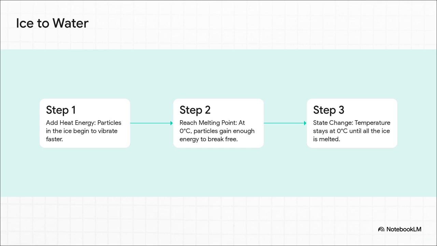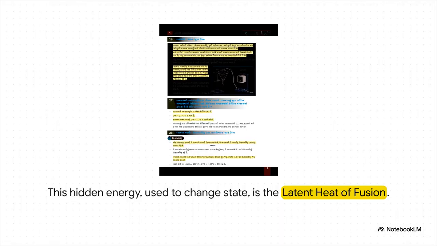So why? It's because all that extra energy you're adding isn't making the particles hotter. It's being used for one specific job, breaking down the solid structure. This hidden energy, the energy that's absorbed without a change in temperature, has a cool name, the latent heat of fusion. It's like a secret energy toll you have to pay to change from one state to the next.